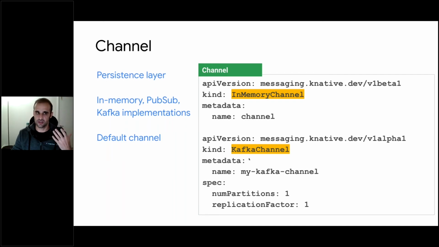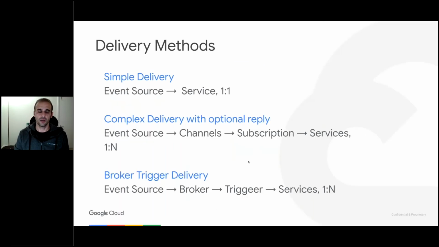You will choose the type of channel you want, and then set the broker, and then from then on, broker will use that kind of channels. All right, so these are the main kinds of building blocks for Knative Eventing.